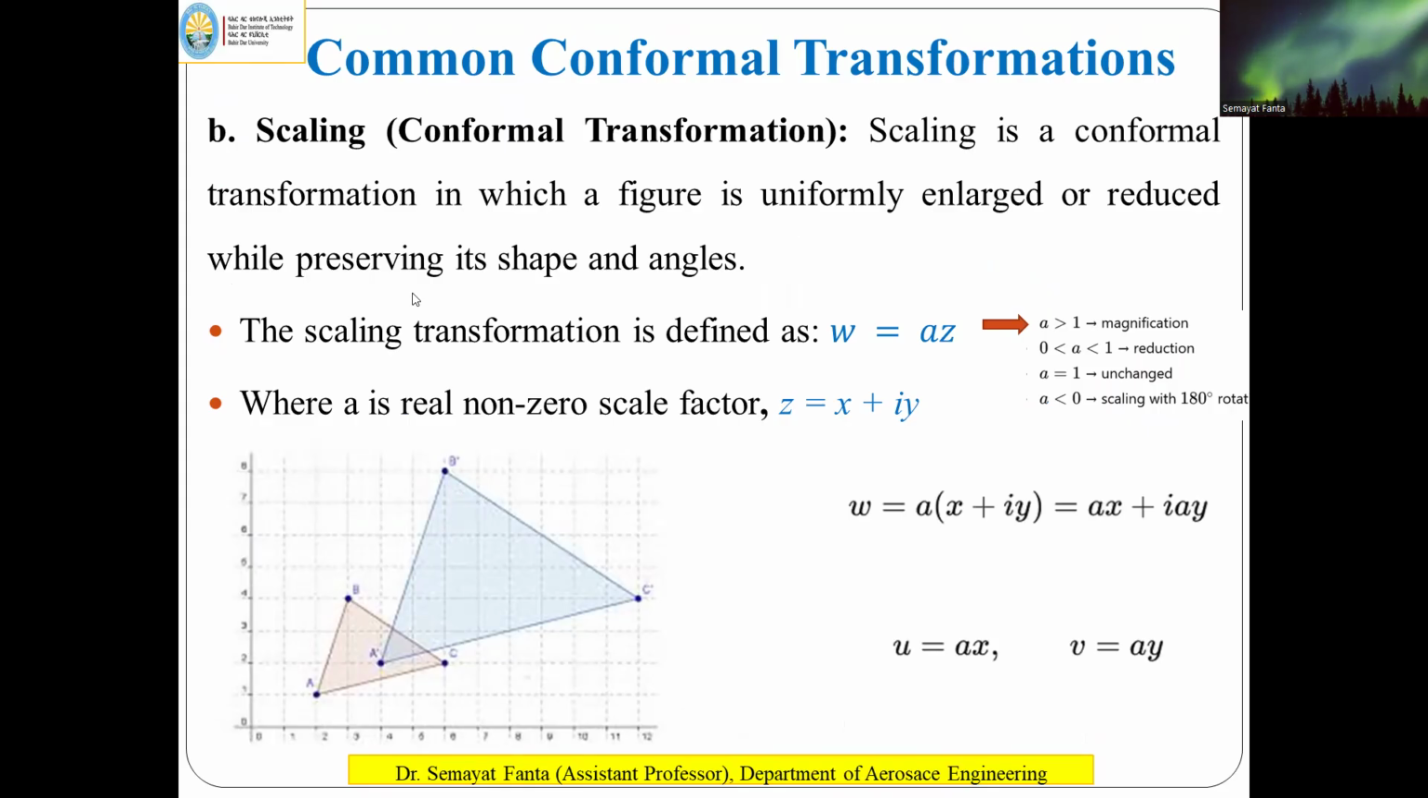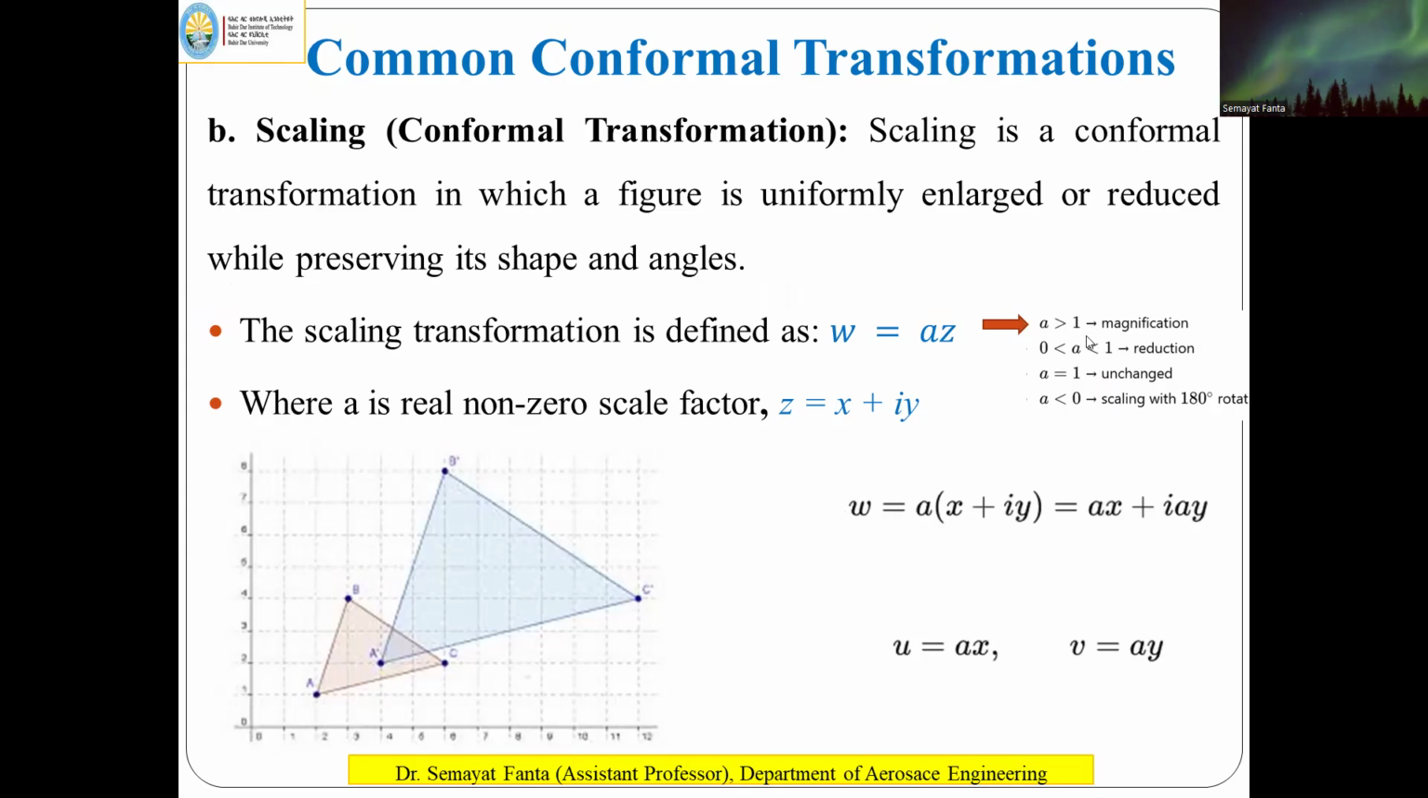Scaling is another conformal transformation in which a figure is uniformly enlarged or reduced while preserving its shape and angle. So there is no shape and angle distortion. For example, here a small triangle with corners ABC is scaled to a larger size by an amount a. When z is scaled by a, it gives us such a large dimension without changing orientation and shape.